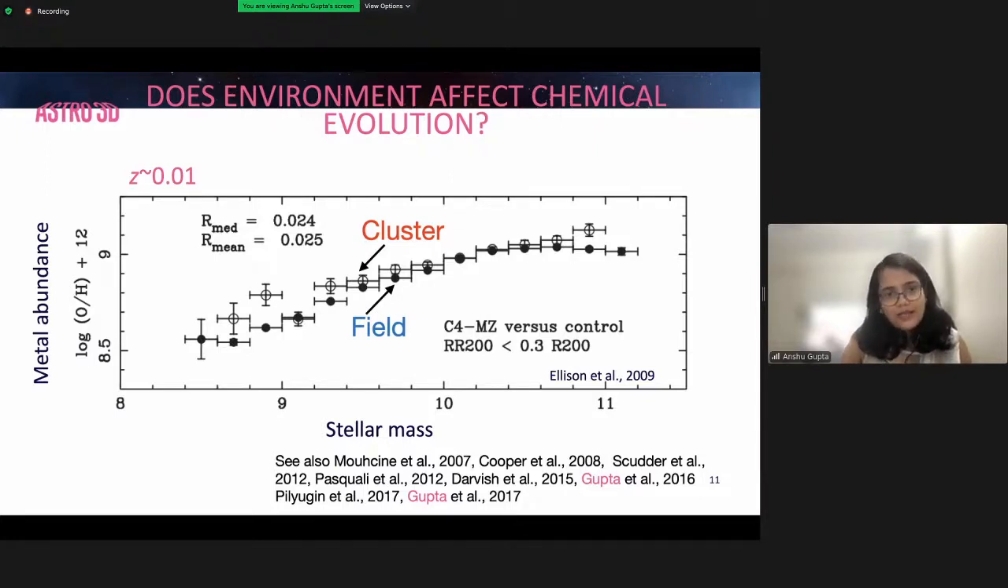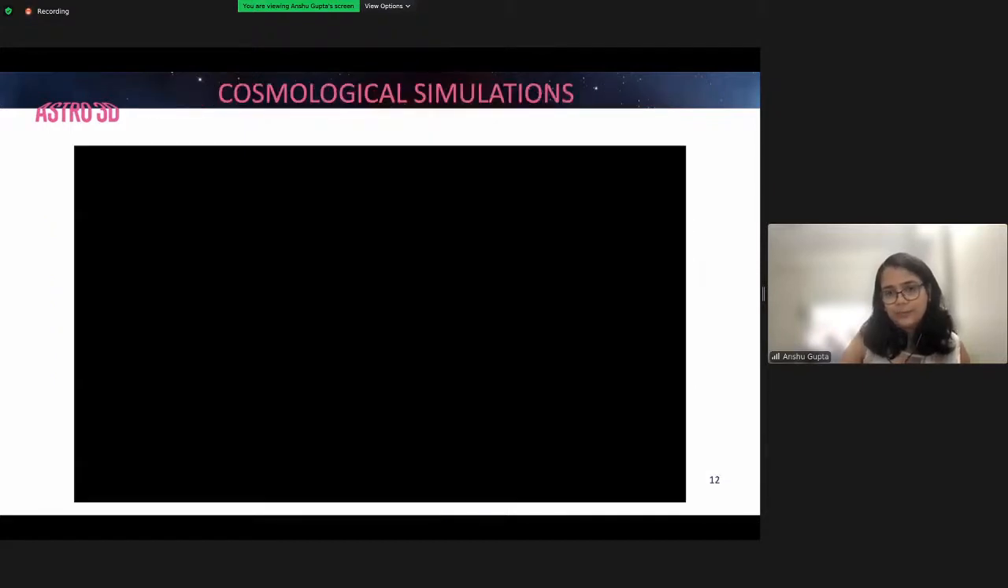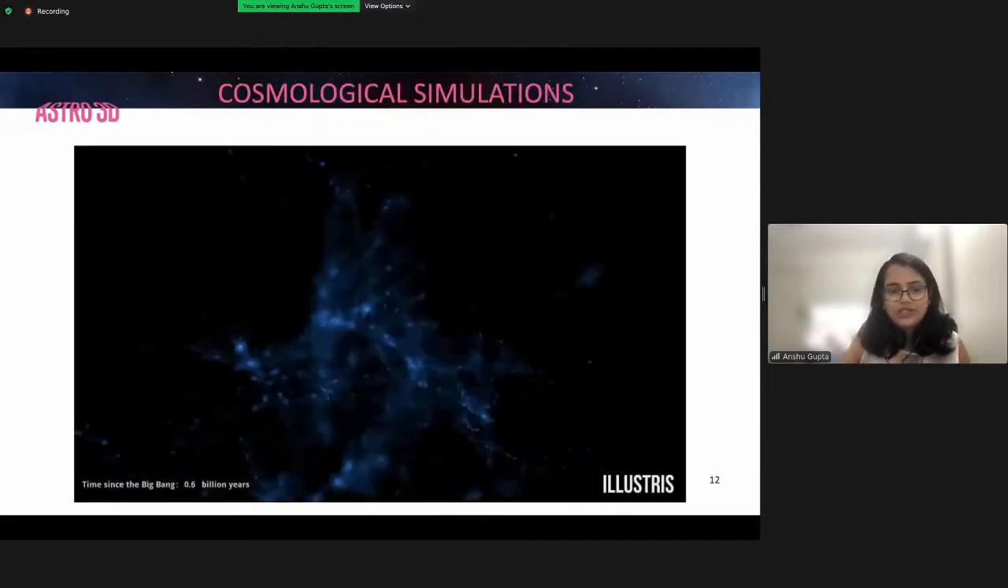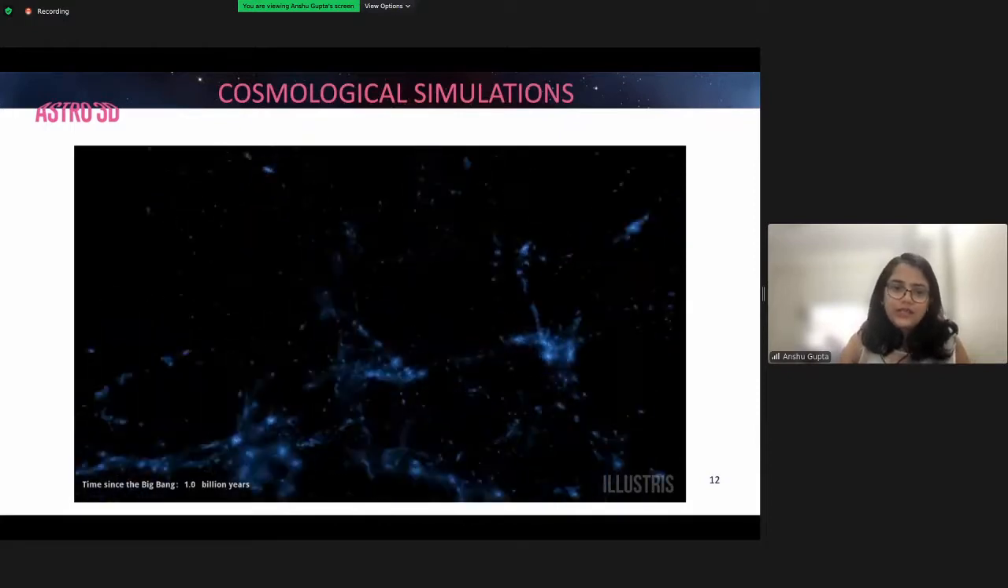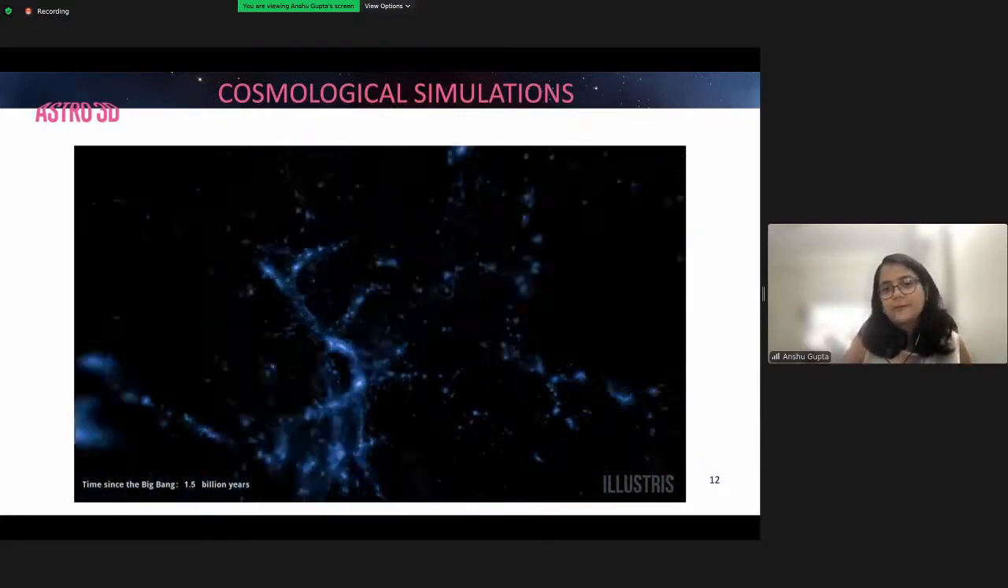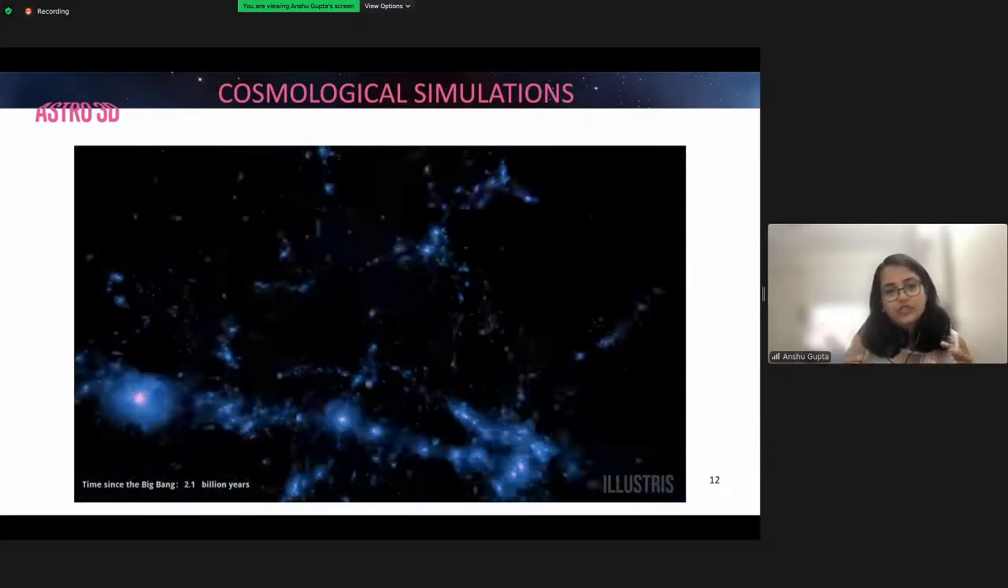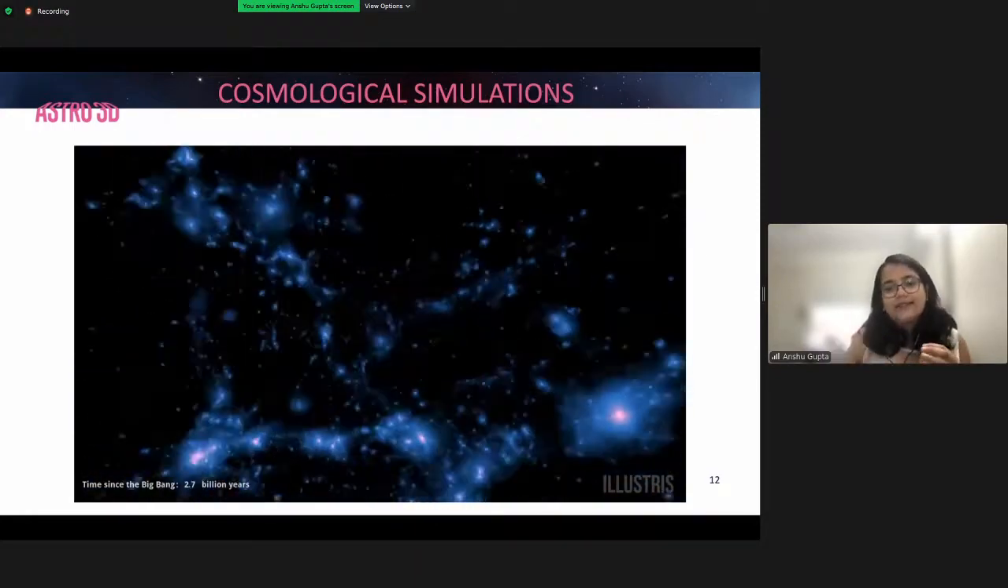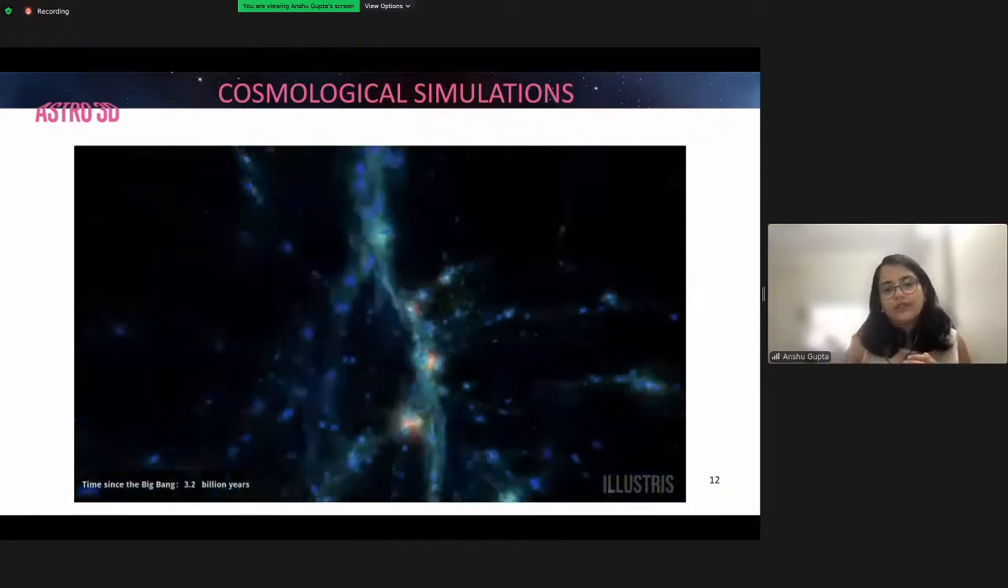There are a number of things you can do, but what I did was I tried to look at this effect in simulations, in particular cosmological simulations. And this is an animation showing the Illustris simulation and the evolution of the entire universe. It shows how different galaxies and structures evolve in this simulation.